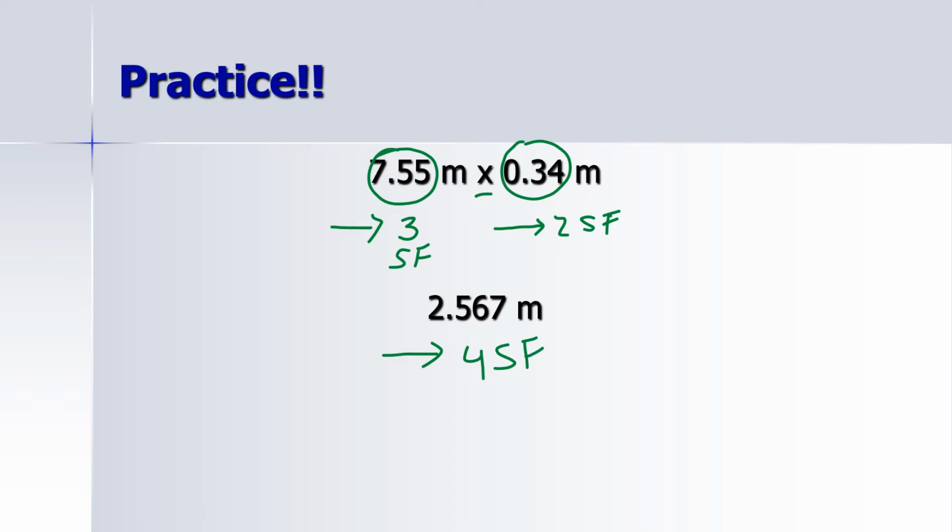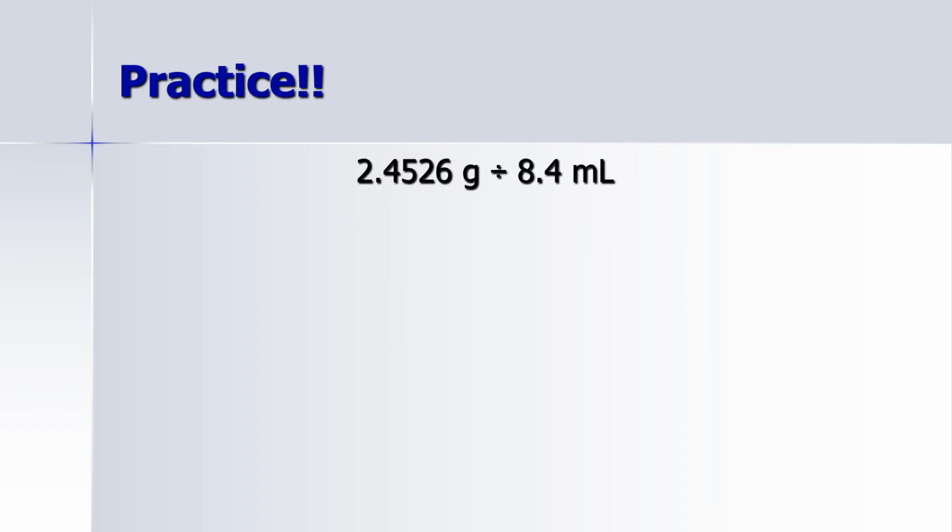Okay, when we round this to 2, we want to keep the 2, we want to keep the 5, and then we look at the next number, which is a 6, greater than 5, which means we can add 1 to our last sig fig. So the final answer will be 2.6 meters. Let's look at another example.